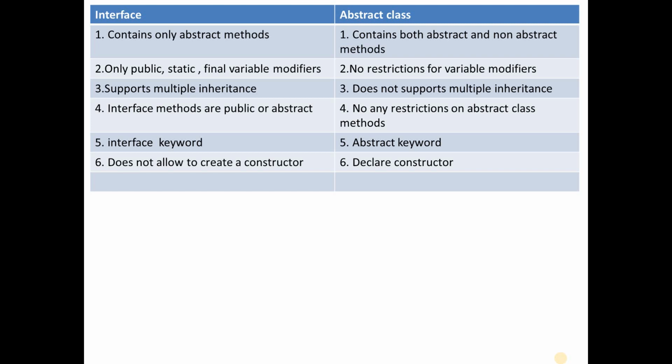Then, methods in an interface are public and abstract. When you declare abstract methods in an interface, they must be public and abstract. You cannot declare them as private, protected, final, or static methods. That doesn't happen in an interface. But in an abstract class, there are no restrictions on methods. You can declare any type of method: public, private, protected, static, final. All are acceptable in abstract classes.